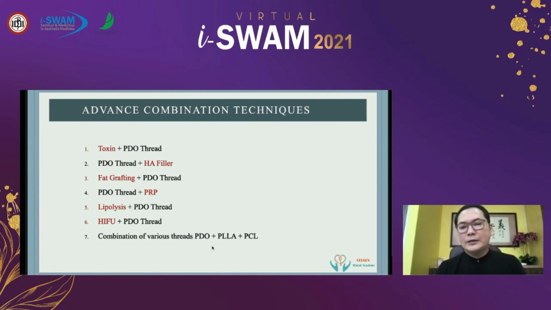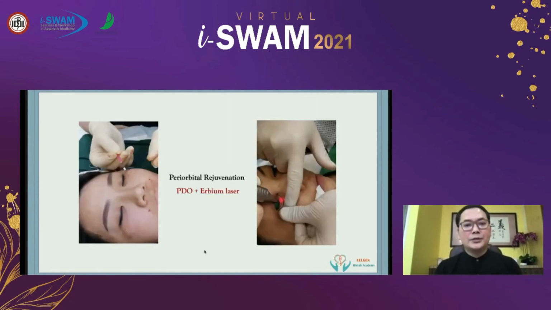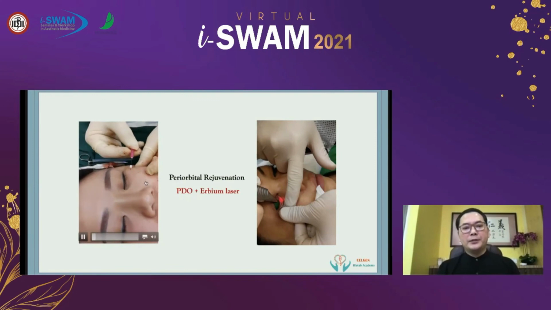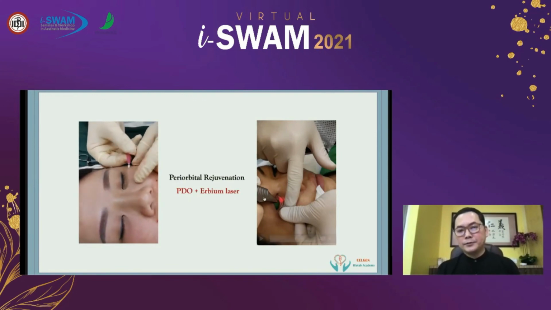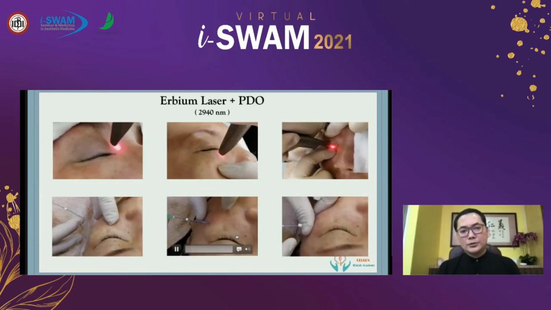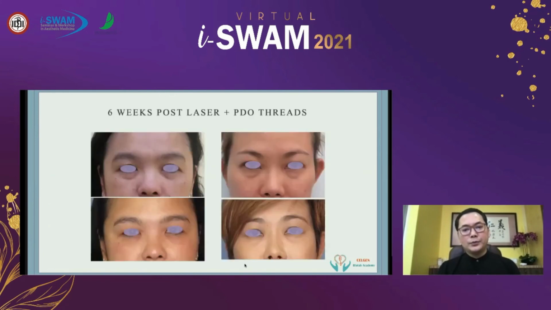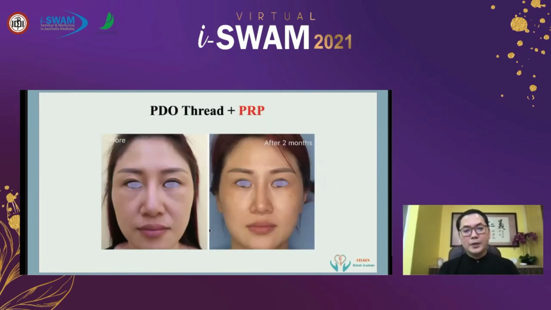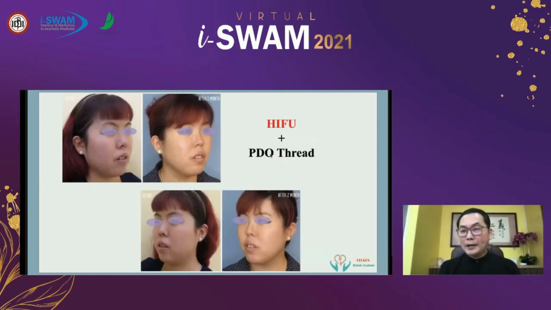Combination thread is always the market trend nowadays. You can combine PDO, PLA, PCL, all the threads in the whole face, depending on what indication you need. This is a periorbital rejuvenation by putting in PDO threads and then erbium laser, if you're using the Photona, so you can get the tightening effect. Same way, not only the periorbital area, you can see it tighten up all the periorbital region. PDO or any thread with PRP as well. Okay, and then HIFU, and you can see there's a sharpening, tightening up. So always do the HIFU before the PDO thread.